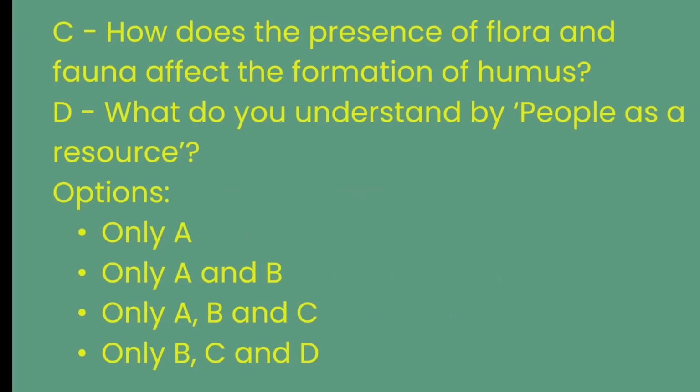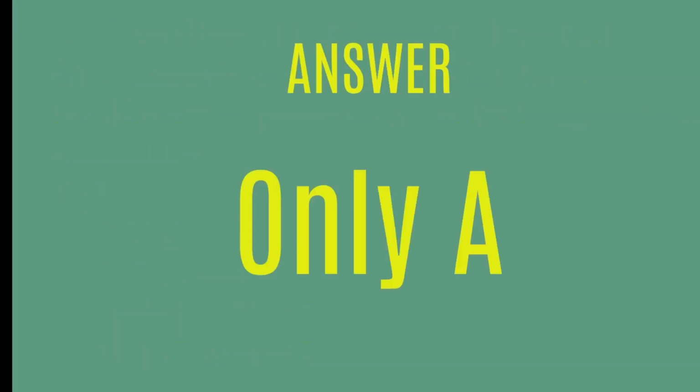This definitely is not a factual question because you have to understand how flora and fauna affect humus. So if this is asked at the class 6 level, this will be an analysis question. Mostly it's an analysis question because you are trying to figure out how flora and fauna will affect something else. And what do you understand by people as a resource? So understanding has been asked. So options, the answer is only A. Let's go on to questions from understanding.